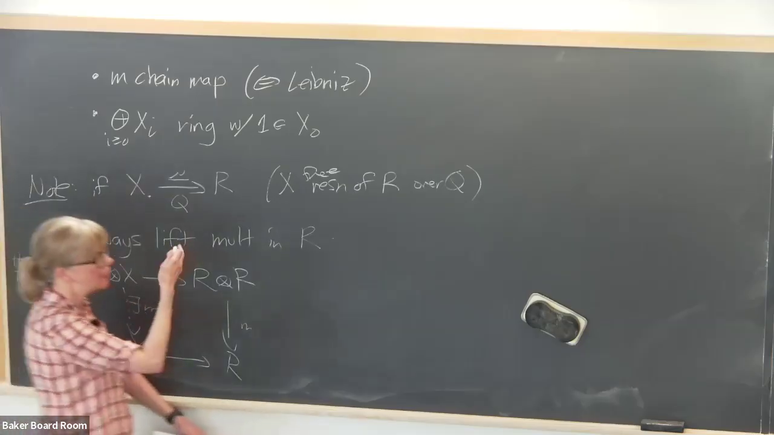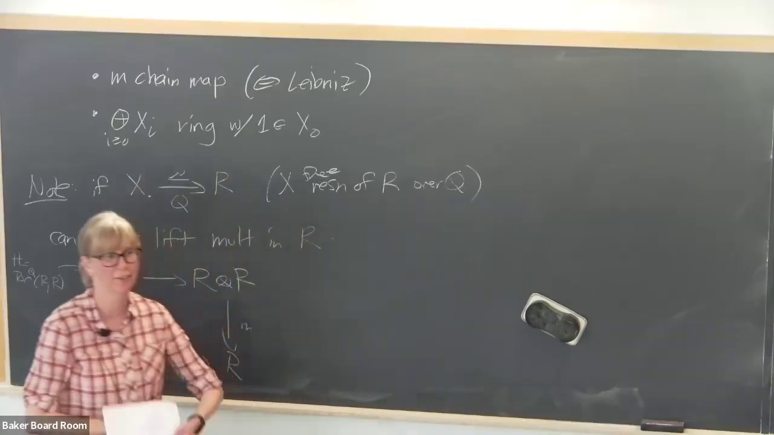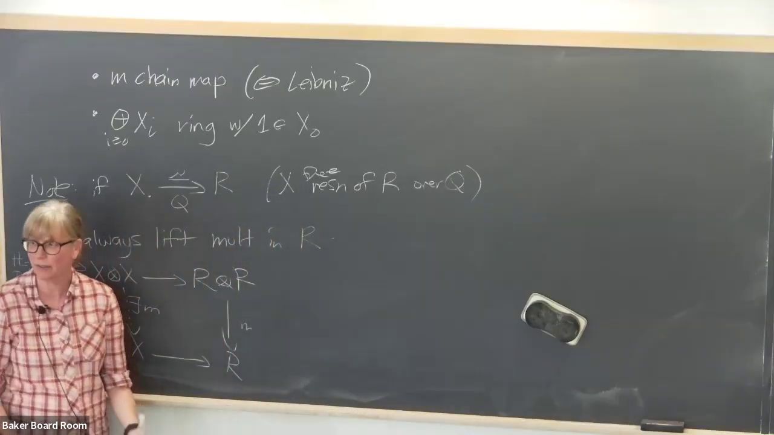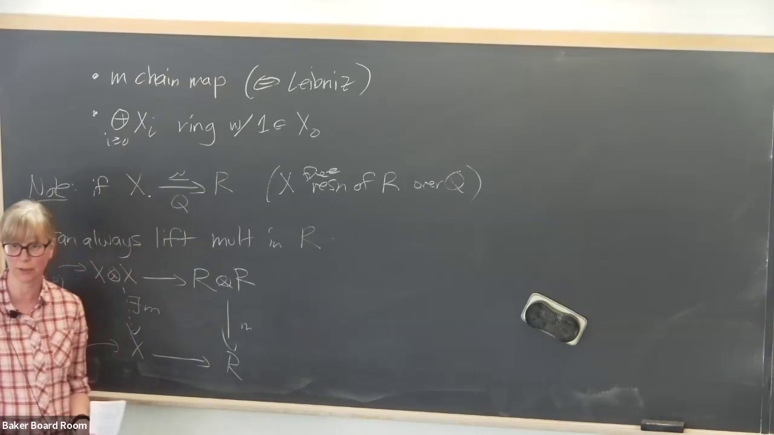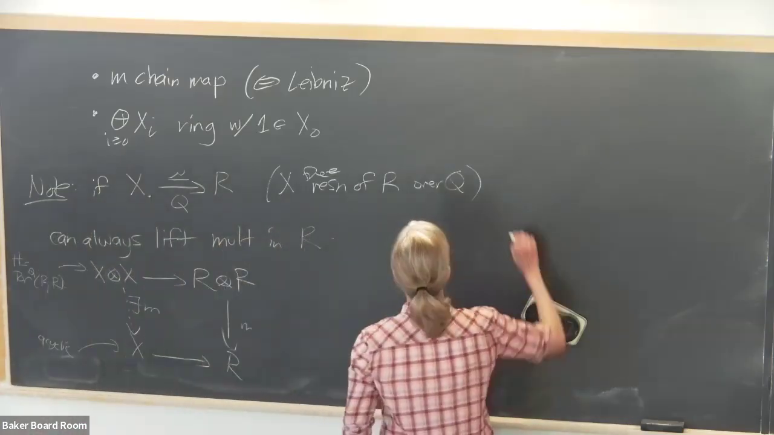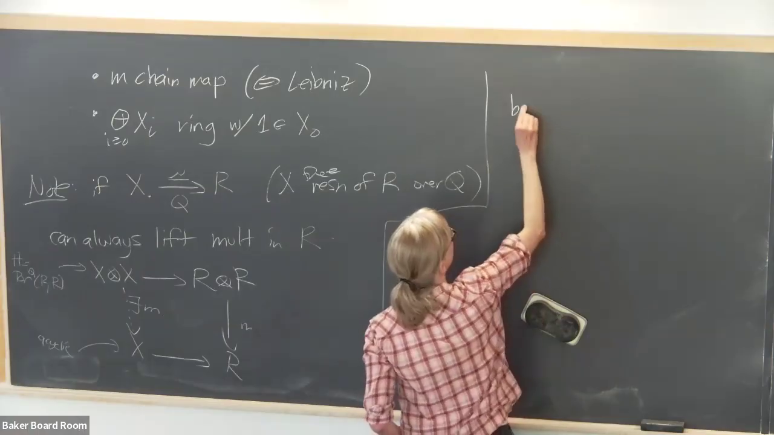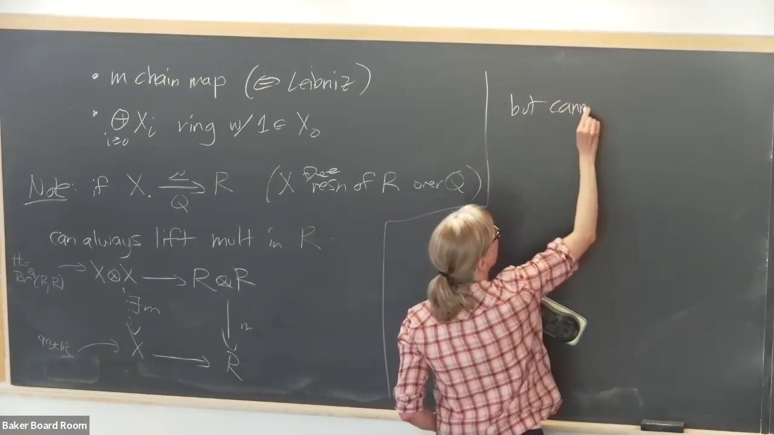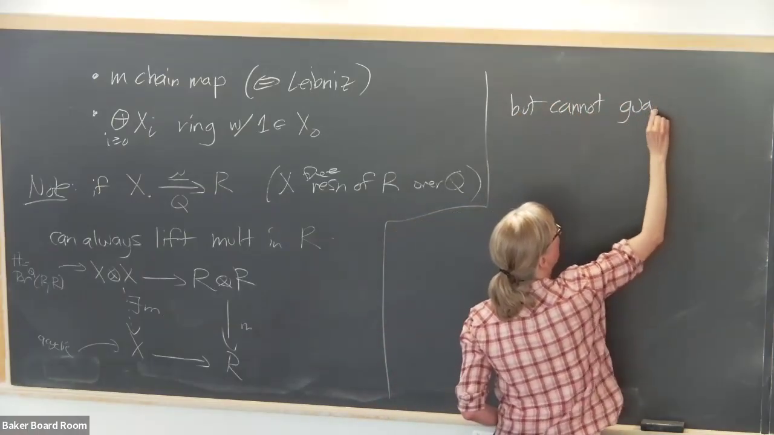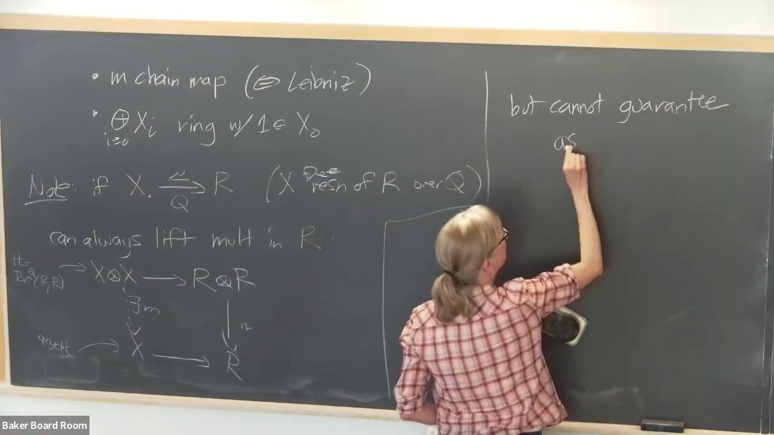It satisfies everything you want, except one thing that we always forget to think about for rings, which is associativity. We never check that because our rings come naturally usually, right? Associativity is not automatic for this. In fact, often not. So we could always lift it, but we cannot guarantee associativity.